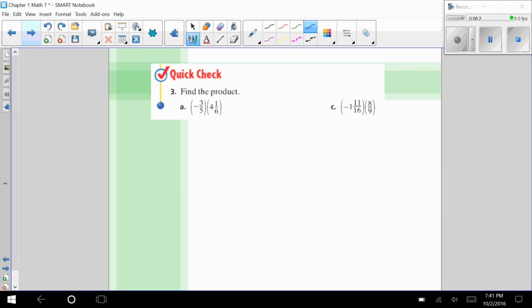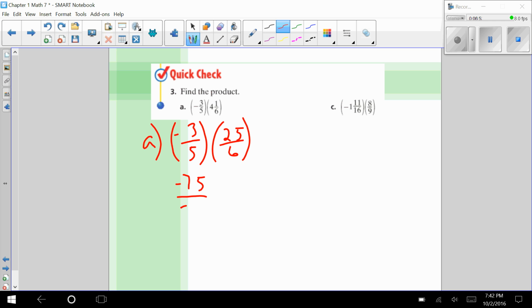Try these. We're going to find each product. Notice that these are both a negative times a positive. As we've talked about with integers and decimals, a negative times a positive is always a negative. So let's multiply. The letter A, negative 3/5 will stay the same right off the bat. 4 1/6 will have to become 25/6. Now I'm going to multiply. Negative 3 times 25 is negative 75. 5 times 6 is 30.